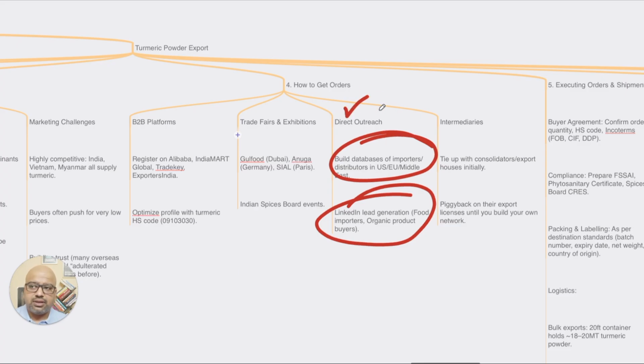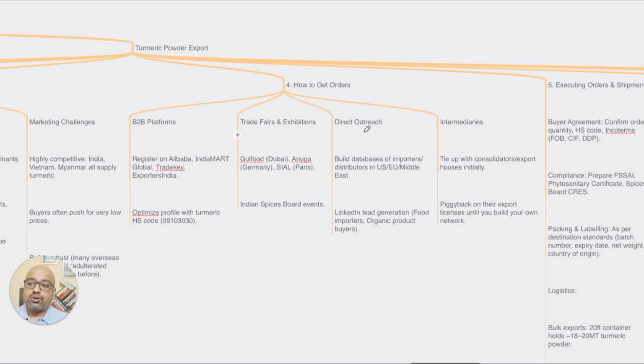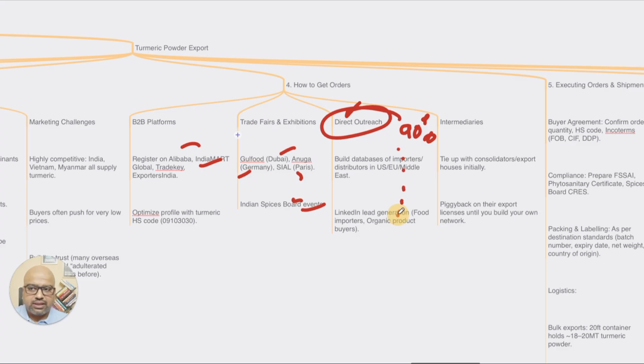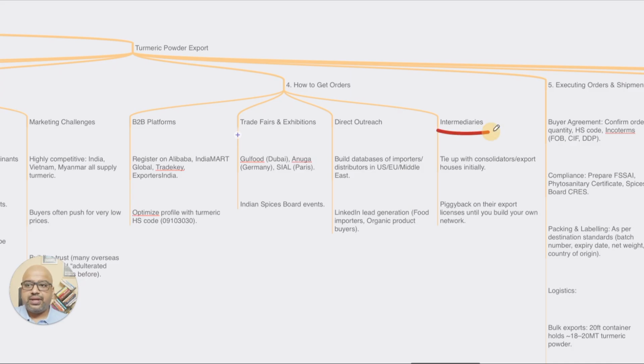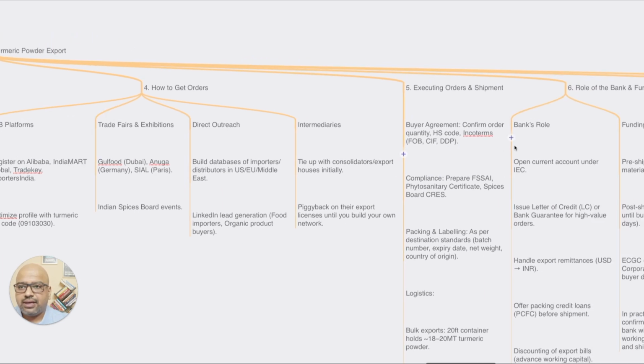This is the most important lead generation option that we prefer at JB Experts. We always use this. This brings 90% of my business, and the rest all make a contribution. This is the one thing that gives money to the company and our partners. Then intermediaries: tie up with collaborators, export houses, import houses, and even a license if you want to build your own network. Go and meet them, understand what the need is, and then plan accordingly.